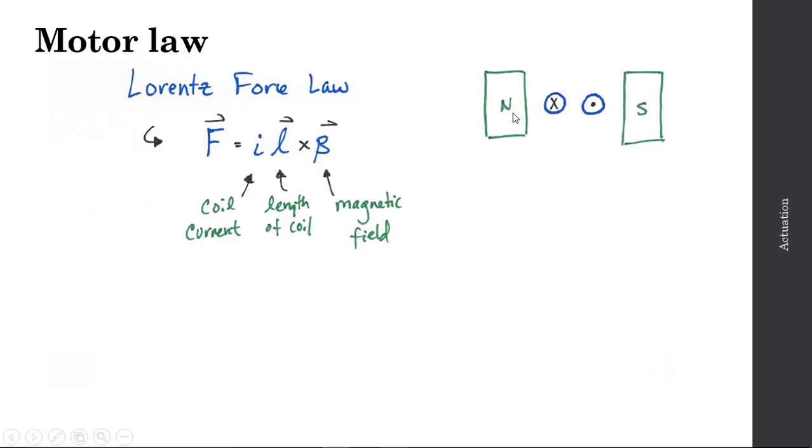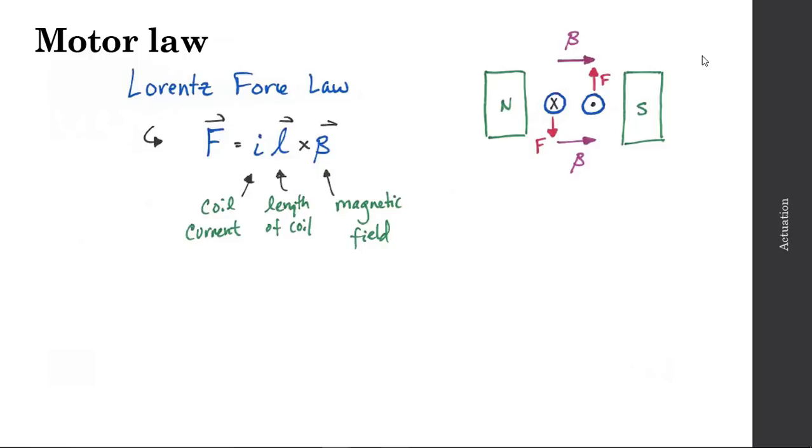Here we have our north pole and south pole magnets and a cross section of one loop of wire. So we have current going into the page here and coming out of the page here. We have a magnetic field going from north pole to south pole. Using our right hand rule, if we have a current going into the page crossed with the magnetic field, we're going to end up with a force on our coil of wire. That force is pulling down on this side of the wire and pulling up on this side of the wire.